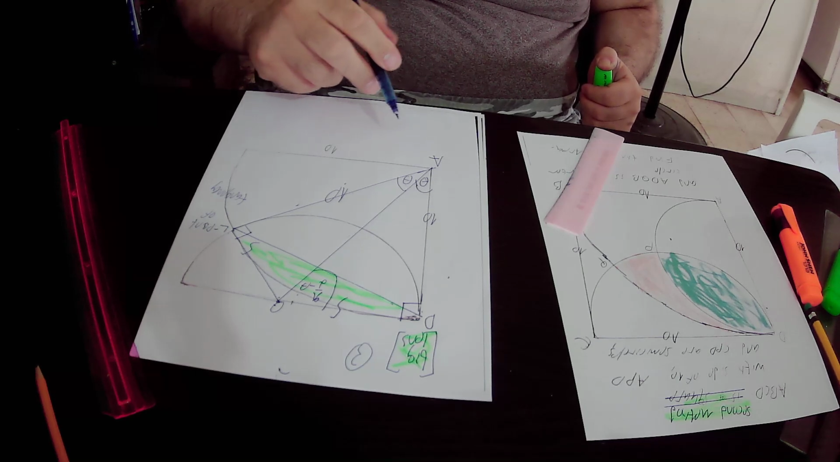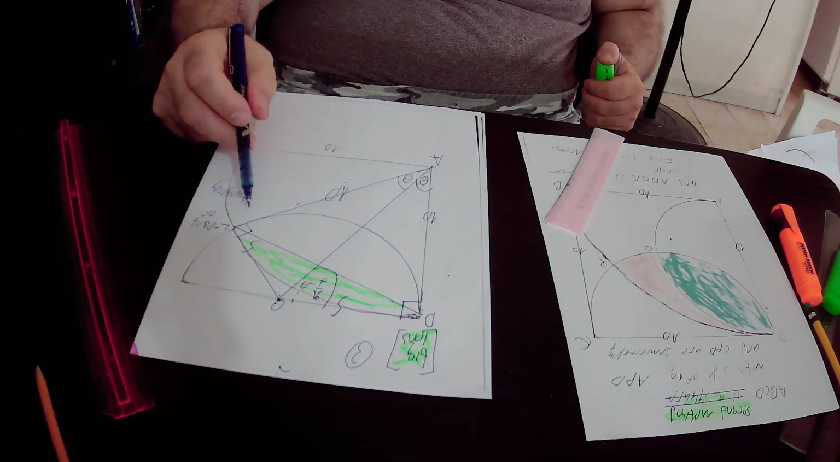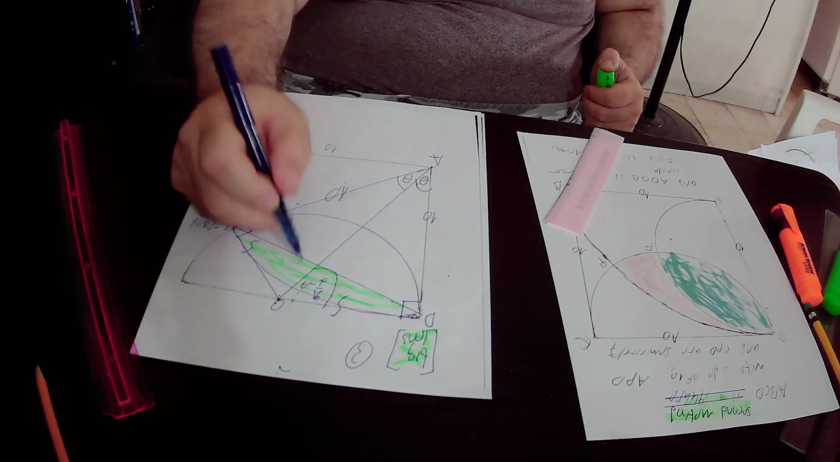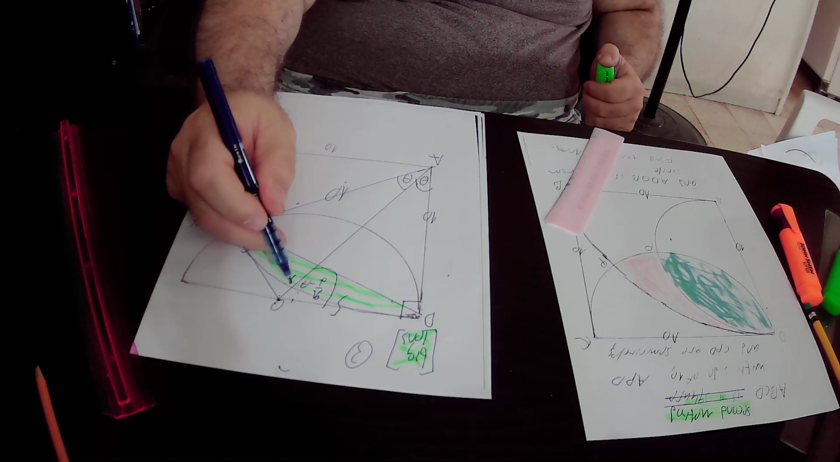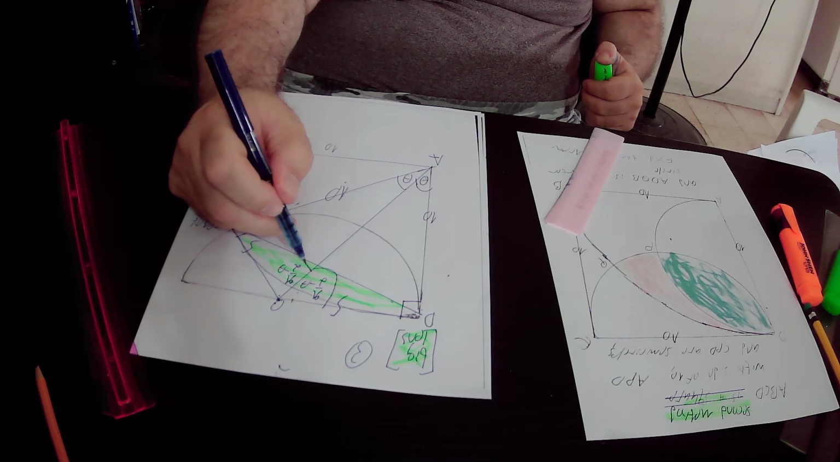And the same thing is true in this right triangle. This angle equals theta. This angle equals 90 degrees, that is pi over 2 in terms of radians. So this angle must be equal to pi over 2 minus theta for the same reason.